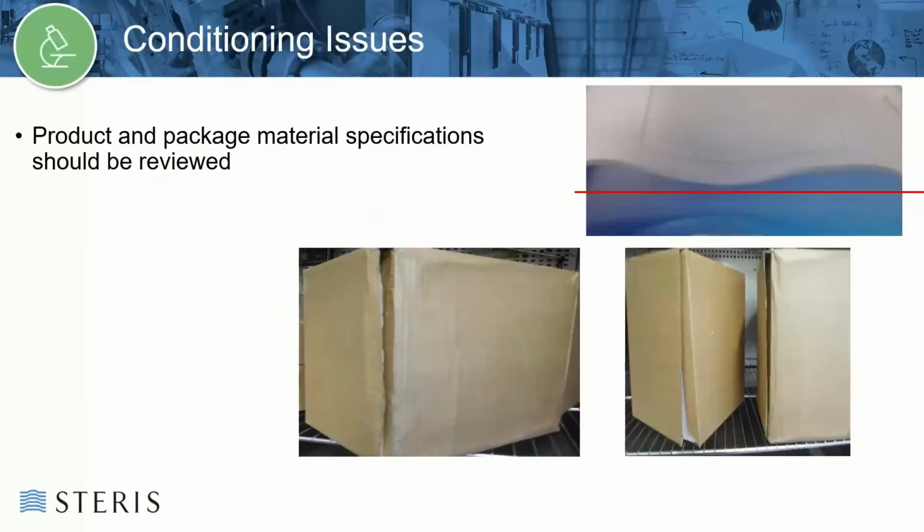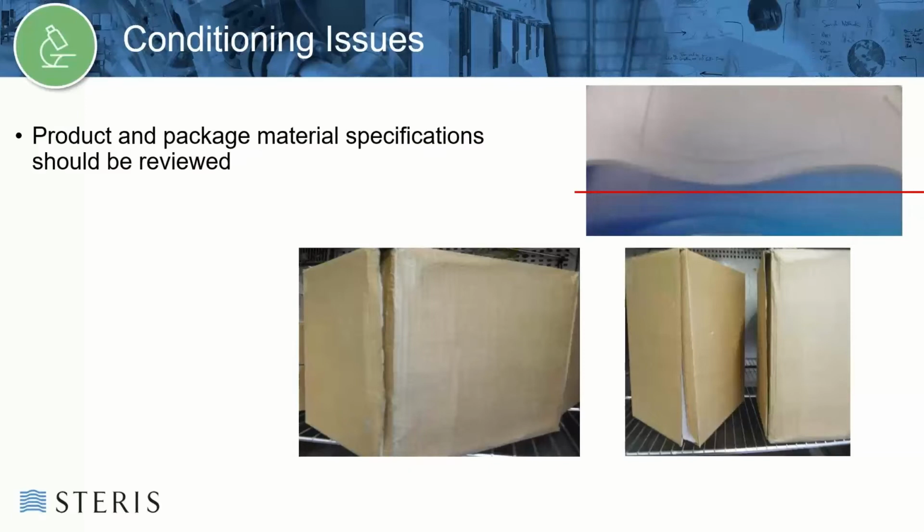Some of the issues that are seen during conditioning, primarily the high humidity, is the factor here. As you can see from the pictures here, these boxes have split seams, and you see some swelling of the corrugate.